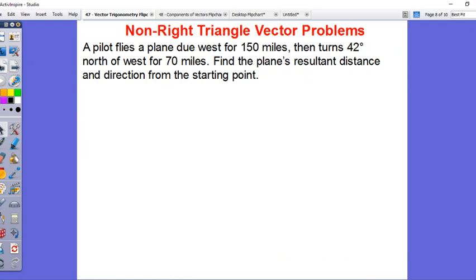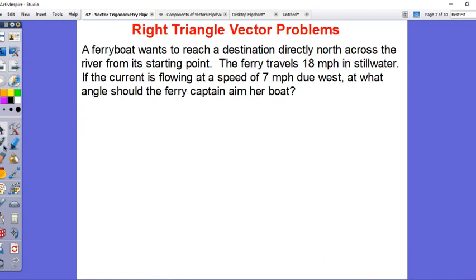Next slide. A ferry boat wants to reach its destination directly north across the river from its starting point. The ferry travels 18 miles per hour in still water. If the current is flowing at a speed of 7 miles per hour due west, at what angle should the ferry captain aim her boat?